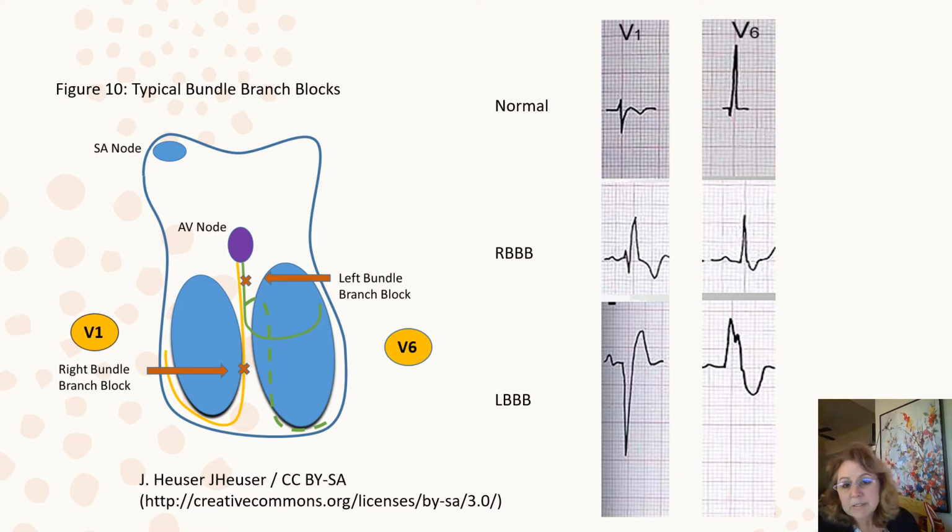Now, what's the trick to remembering these? I will tell you my trick, which is I always look at V1. If it is wide and bizarre and it is primarily upright, then it's a right bundle branch block. See how that is upright? The right bundle branch is primarily upright. It's got a positive component to it. So I say that that is a right bundle branch block.